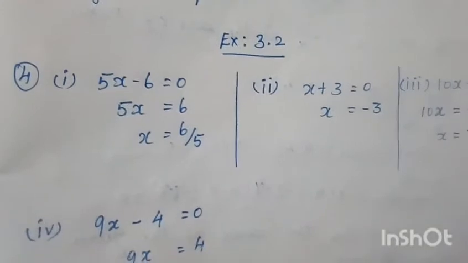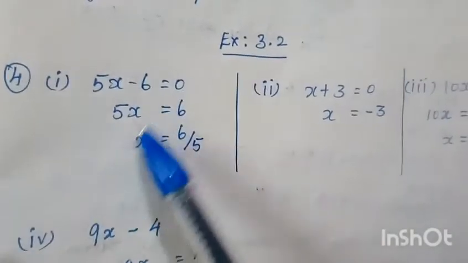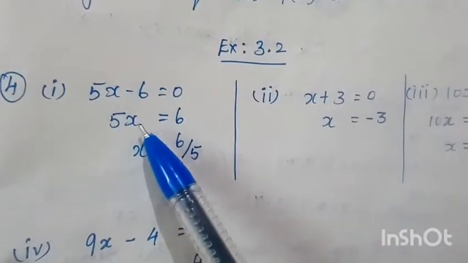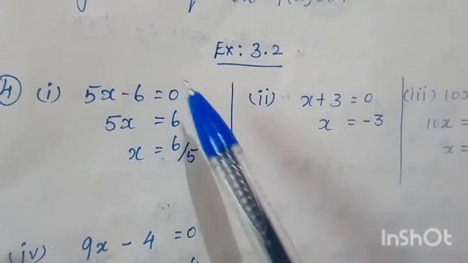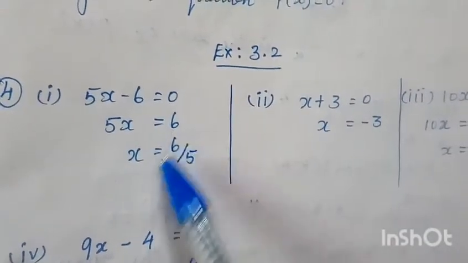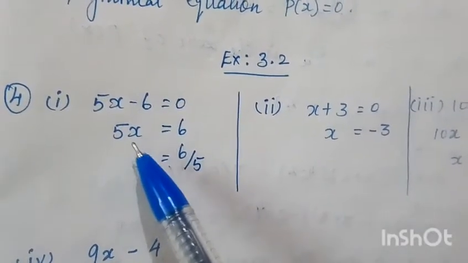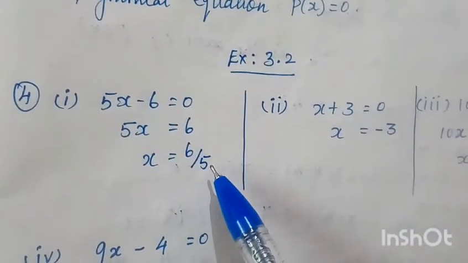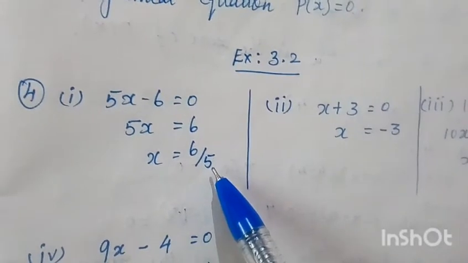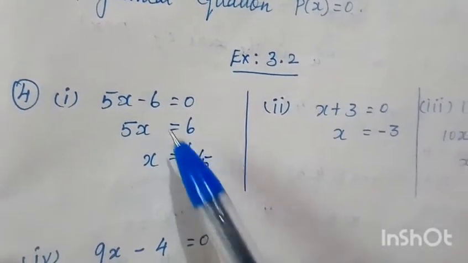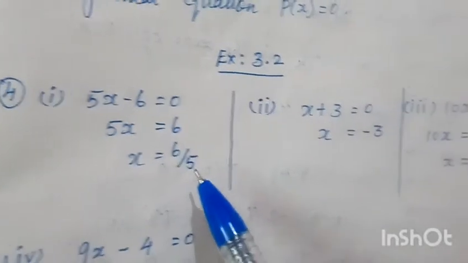The first problem, 5x minus 6 equal to 0. So that is the x value we want to find, that is 5x, that minus 6 transposed to the right hand side, that is plus 6. So 5x is equal to 6. The multiplication by 5, you have to apply the transposing rule, it becomes a division. So x equal to 6 by 5. So root of this polynomial is 6 by 5.